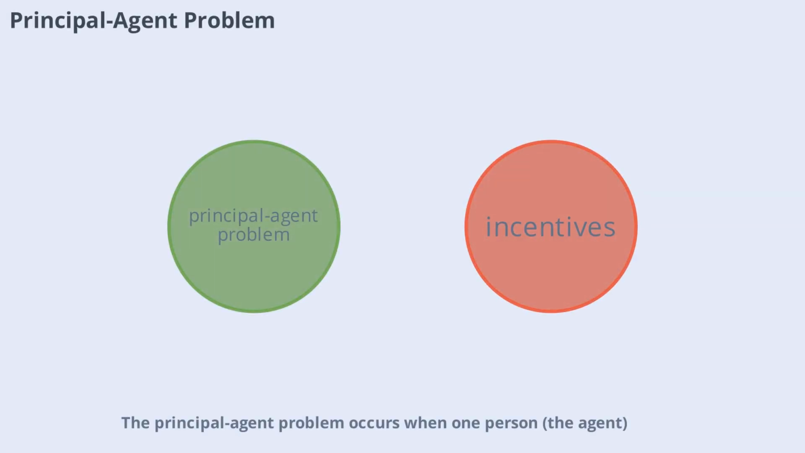The principal-agent problem occurs when one person, the agent, is supposed to act on behalf of another, the principal, but their interests aren't perfectly aligned. For example, a manager, the agent, may not always act in the best interest of the company's owners, the principals. This problem can lead to inefficiency and requires mechanisms like incentives or monitoring to solve.